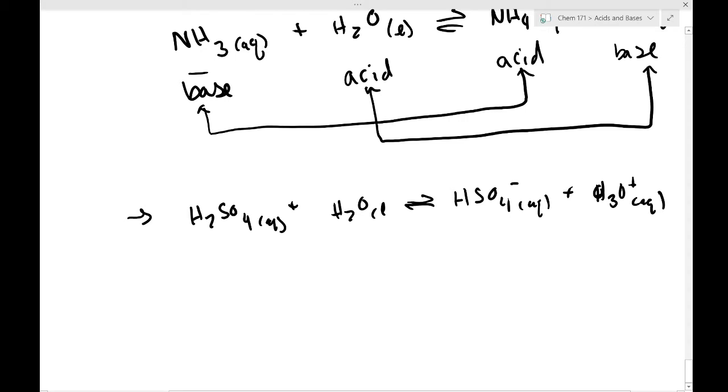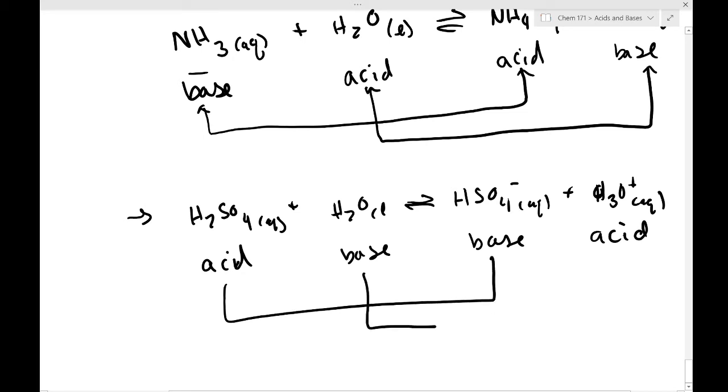We have on this side the acid, this is what's donating the proton. We have the base, this is what's accepting. On this side we have the base, which would be accepting the proton going back, and we have the acid, which would be donating the proton going back. So we have acid-base pairs. These are the conjugate acid-base pairs within this reaction.